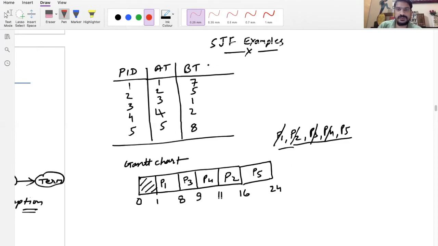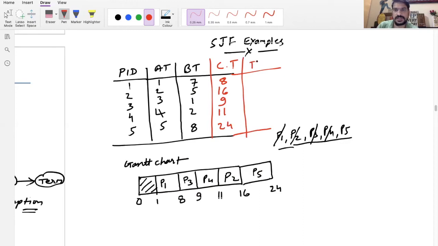Two times that we have to calculate. The first is completion time. What is the completion time here for different processes? The completion time of process 1 is 8. Completion time of process 2 is 16. Completion time of process 3 is 9. Completion time of process 4 is 11. And completion time of process 5 is 24.